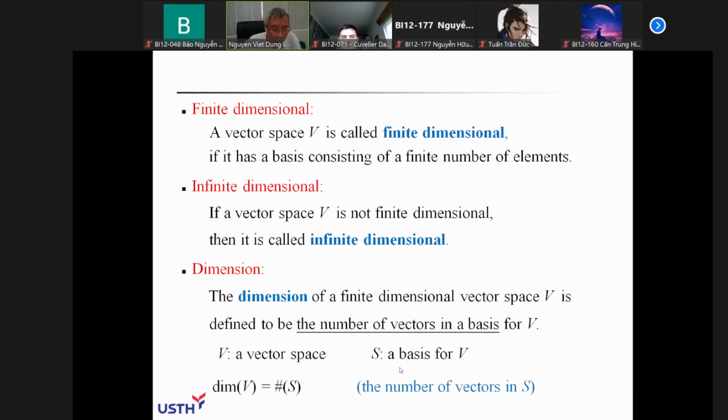And here, if V is a vector space and S is a basis for V, we denote dim V, that is the dimension of V, equal to the number of elements inside a basis, that is the number of vectors inside S. And because that is a little complicated, it can give you some confusion. So I explain it in Vietnamese now.